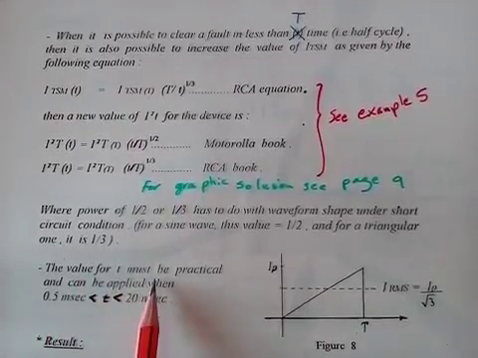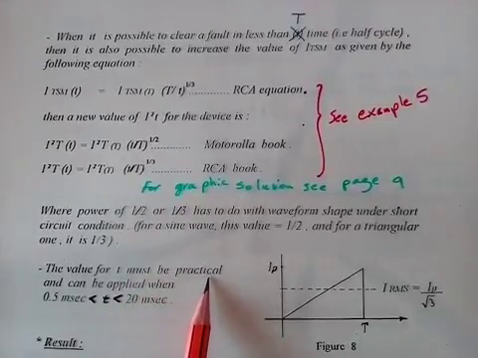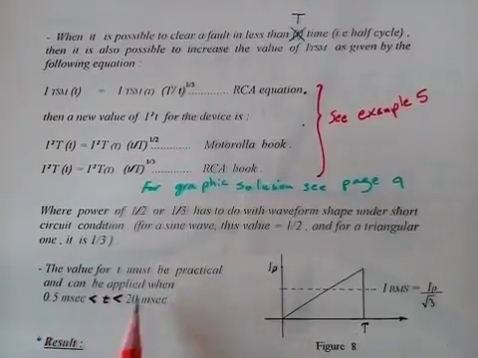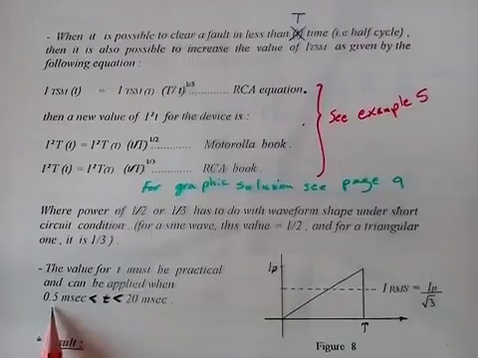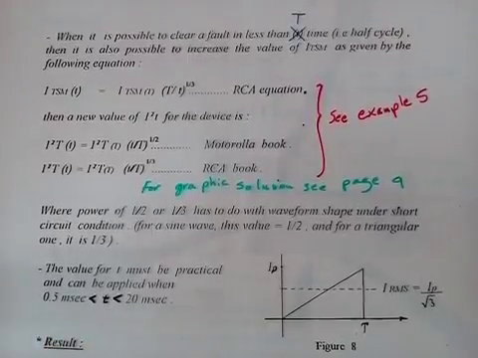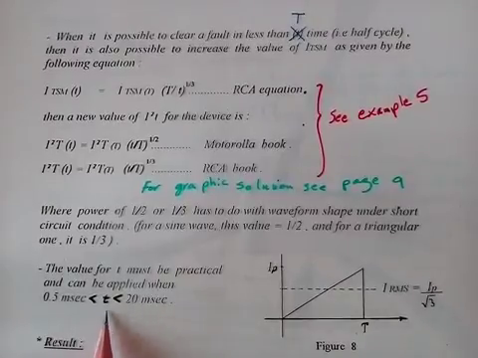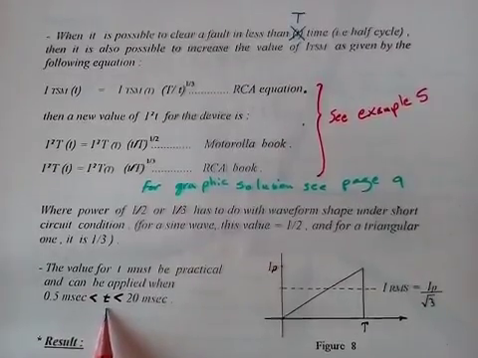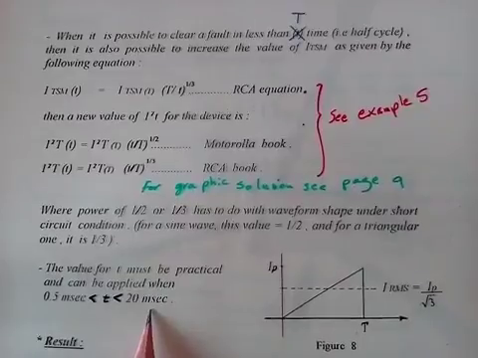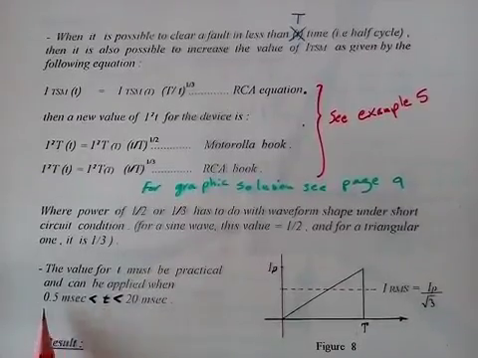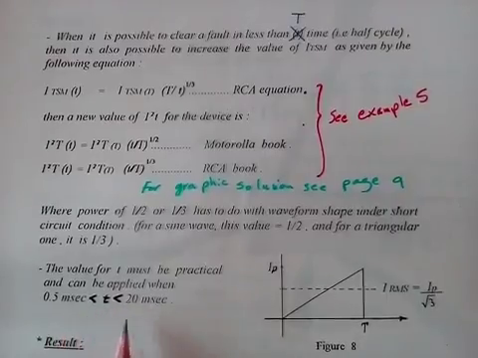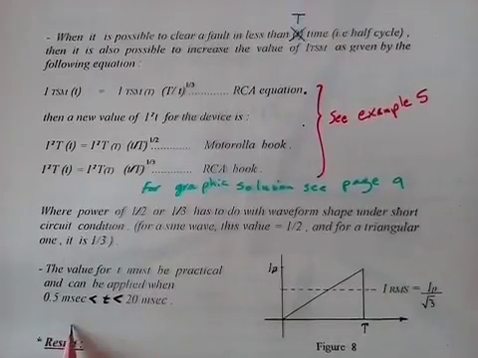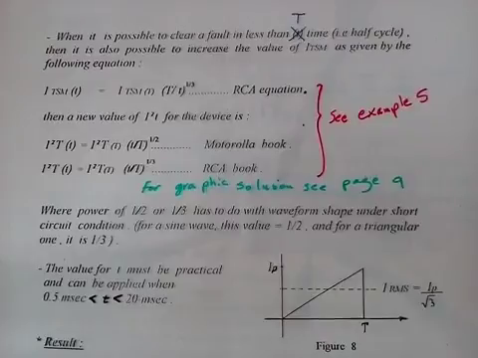The value for t, that small t, must be practical and can be applied when that small t is greater than 0.5 millisecond and less than 20 milliseconds. So you can vary that duration to clear the fault. Okay, either increase it to about 20 milliseconds or decrease it to around 0.5 millisecond. And that will alter the value of the surge current and the value of the I2t for that given device.